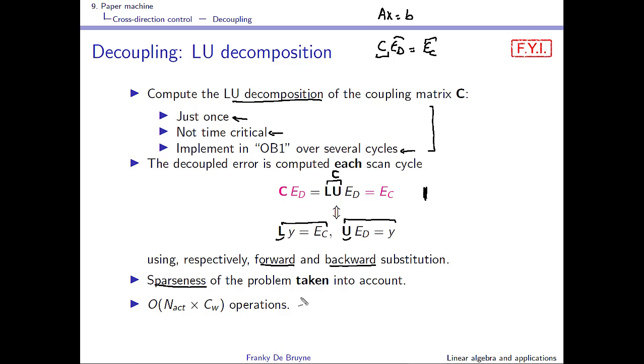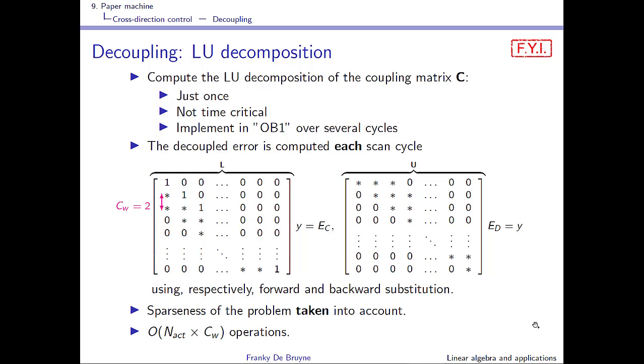And if you look at the number of operations that you will have to do, it's proportional to an act times the coupling width. Remember that with the previous solution we had something that was proportional to an act squared. So the number of operations is seriously reduced because the coupling width is usually much smaller than the number of actuators.